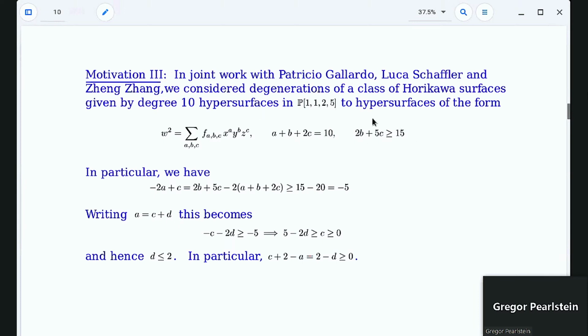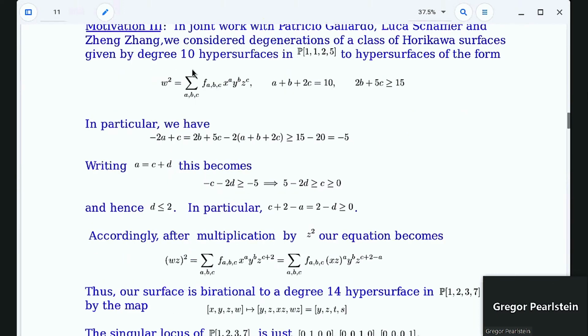And now this other condition is the condition that, in this particular case, when you degenerate to 0, you actually get a unimodal singularity of type E13 in Arnold's list. This is just a bunch of high school algebra. The main point here is that after we multiply this defining equation by Z, we can rewrite our equation as WZ squared, with the same coefficients, times X^a Y^b Z^(c-a).